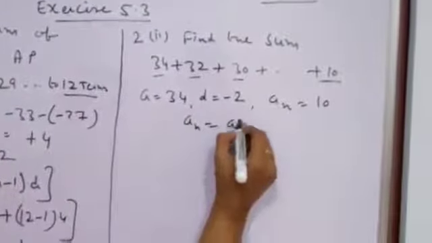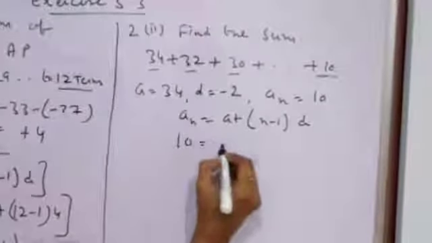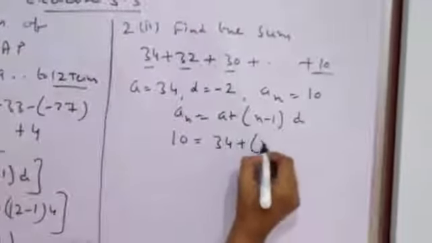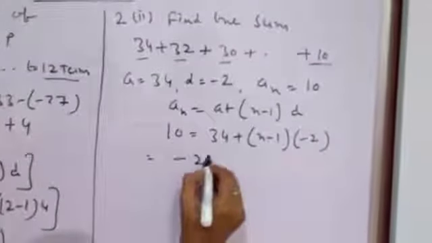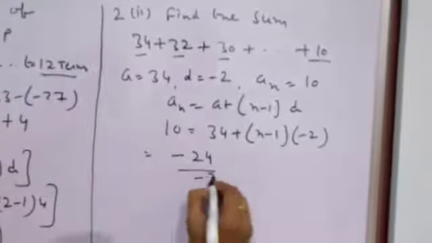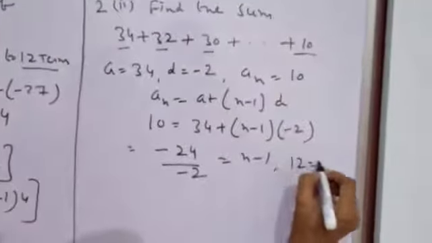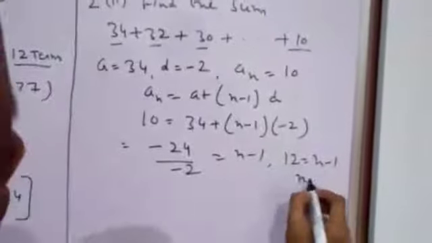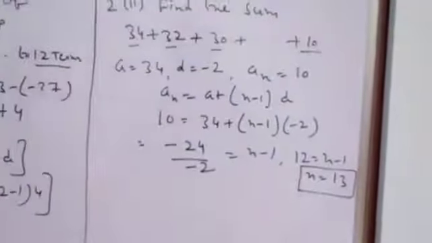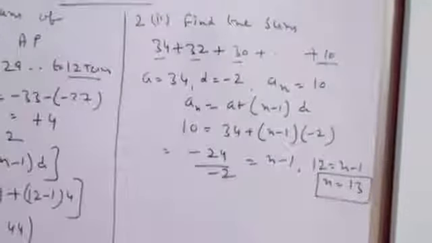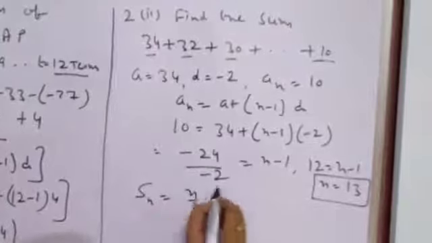a n is a plus n minus 1 into d: a n is 10, a is 34, n minus 1 into d. It is minus 24 divided by minus 2, n minus 1. So 12 is equal to n minus 1 and n is 13. So first, for a n, we find n. Now we can use the second formula.